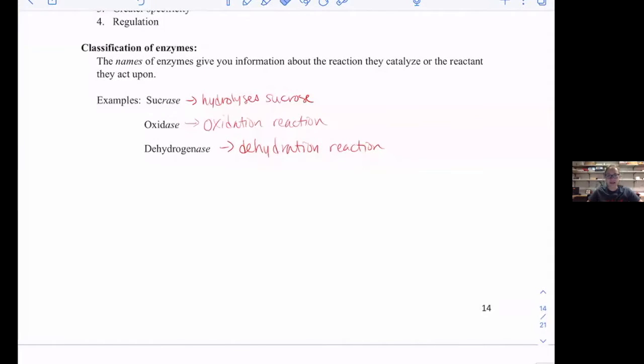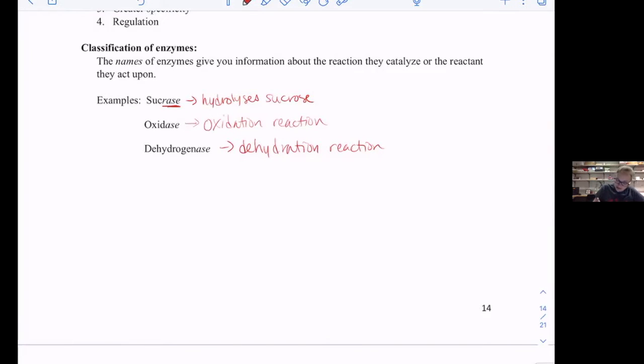Okay, so now we know what enzymes are. We need to learn how to name and classify them. So the first thing is naming enzymes. The name of the enzyme is going to give you information about the reaction they catalyze or the reactant they act upon. So for example, sucrase is an enzyme that hydrolyzes sucrose. So it does something to sucrose. That's the reactant it acts upon. And so we're going to add ase to the end of this to show that it's an enzyme.